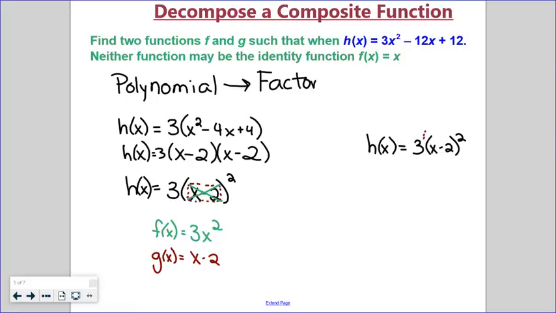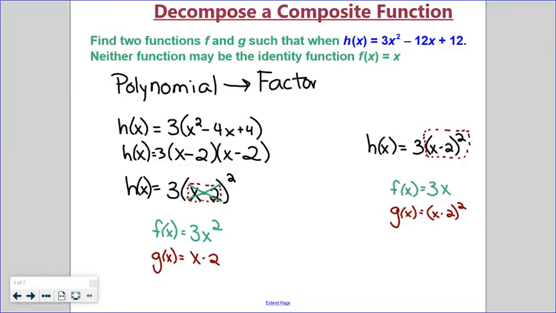I could take this out of here and call that my g of x. It's not the insides, which is why I didn't really jump to this, but if I do that again, I can replace that entire thing with the letter x and call f of x 3x. As long as those two answers are not plain x, it's okay.